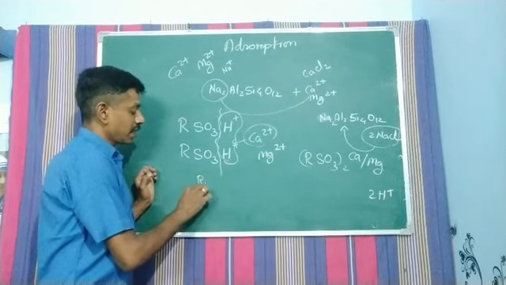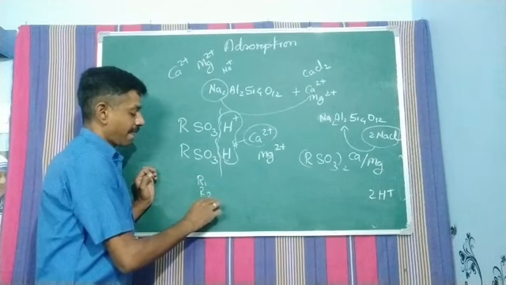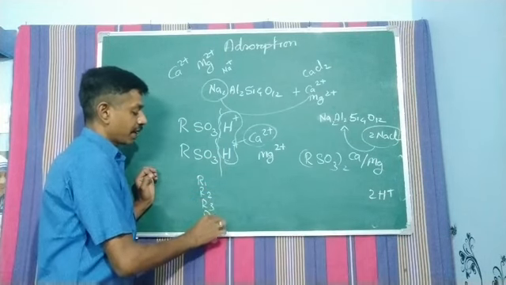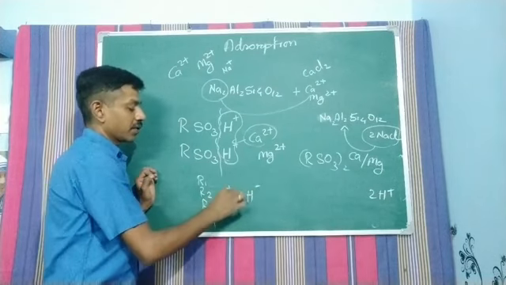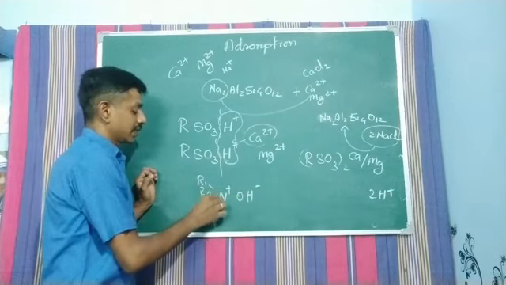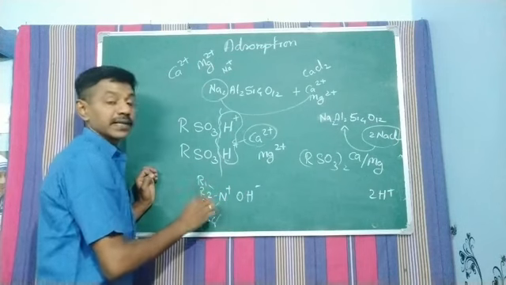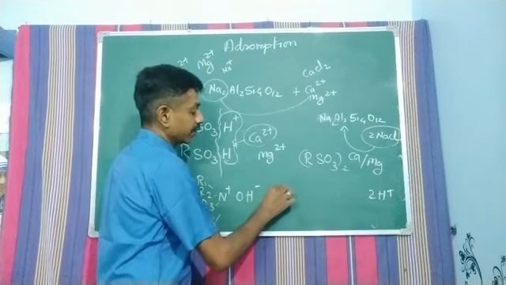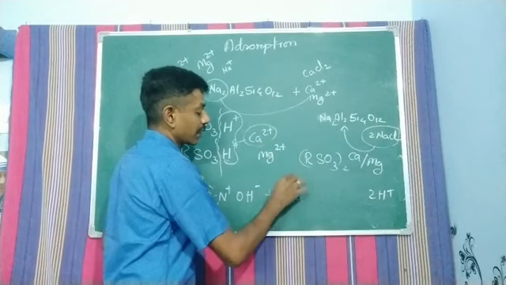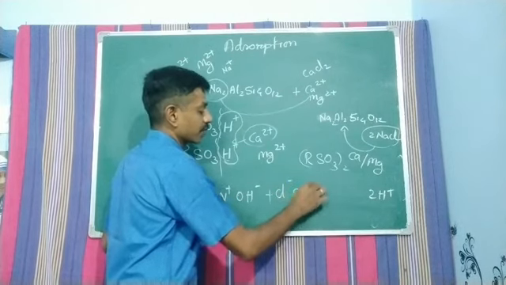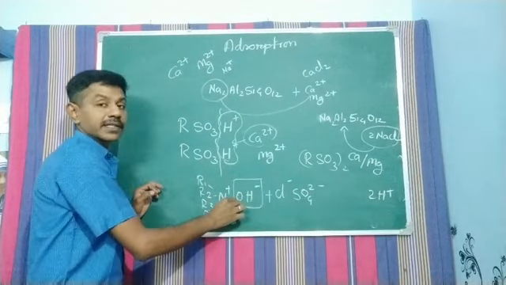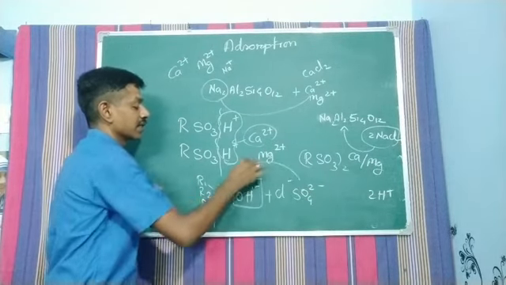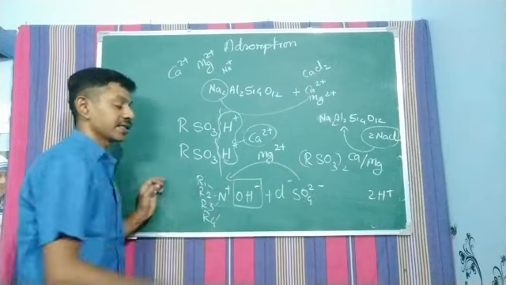So tetraalkyl ammonium hydroxides are taken. Here hydroxide is an anion. Tetraalkyl groups are added. When you are treating with maybe chloride ion or sulfate ion, SO4 2-, in the place of this OH- ion, that Cl- or SO4 2- will get attached.